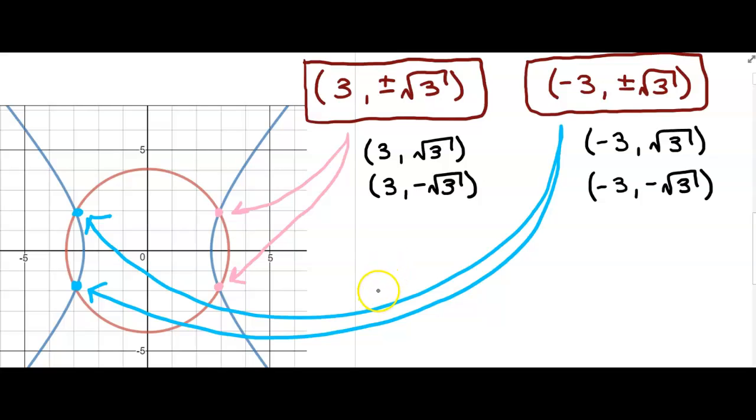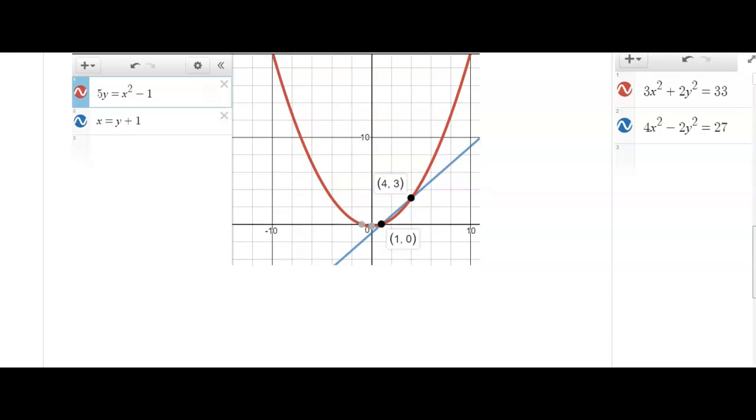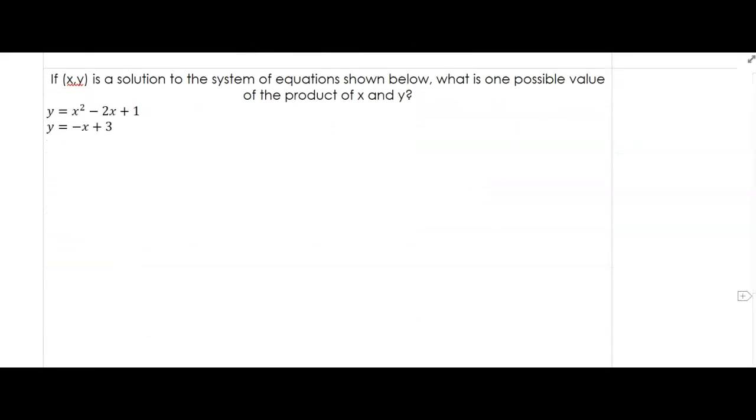Sweet. Let's do 1 or 2 more examples together, and then we'll go into some individual practice. Let's scroll on down. All right, let's read this problem together. If x comma y is a solution to this system of equations, what's one possible value of the product of x and y? Okay, so we're looking to find our solution and then multiply x and y together.